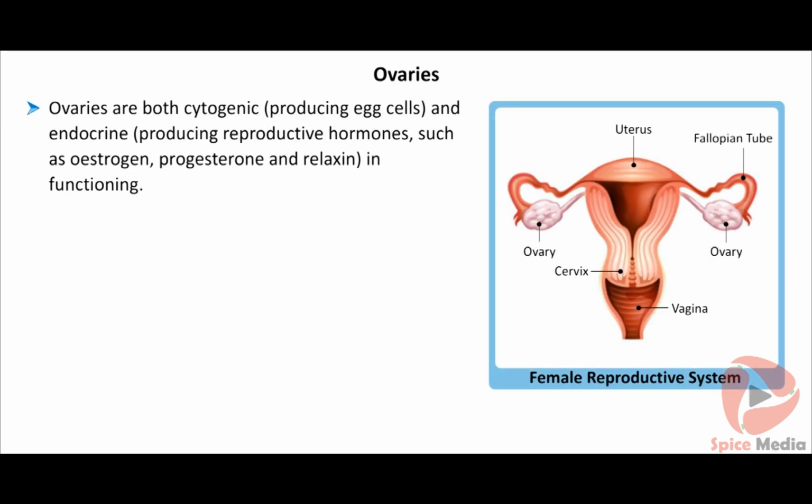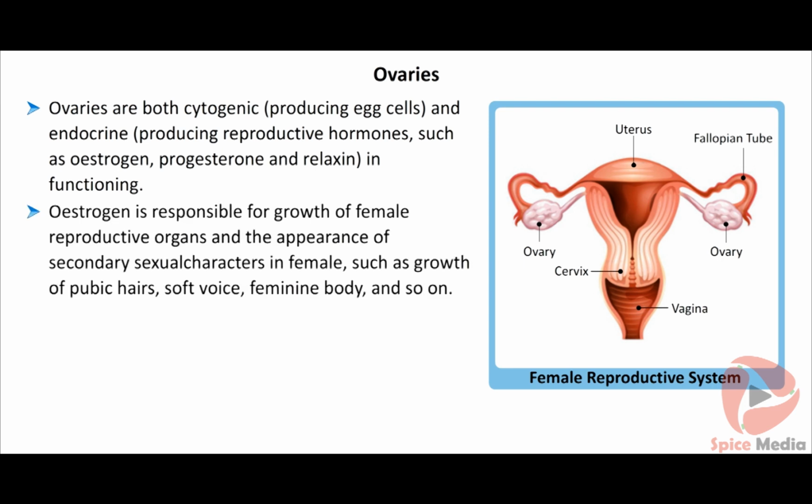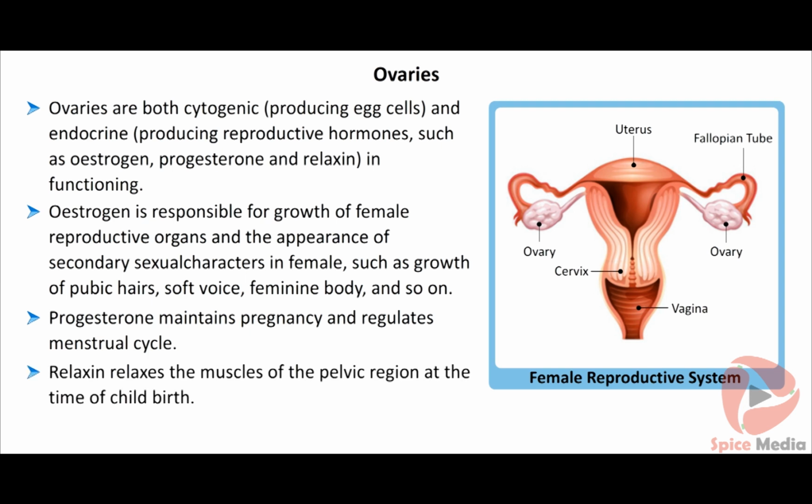Ovaries are both cytogenic and endocrine in functioning. Estrogen is responsible for growth of female reproductive organs and the appearance of secondary sexual characters in females, such as growth of pubic hairs, soft voice, feminine body, and so on. Progesterone maintains pregnancy and regulates menstrual cycle. Relaxin relaxes the muscles of the pelvic region at the time of childbirth.